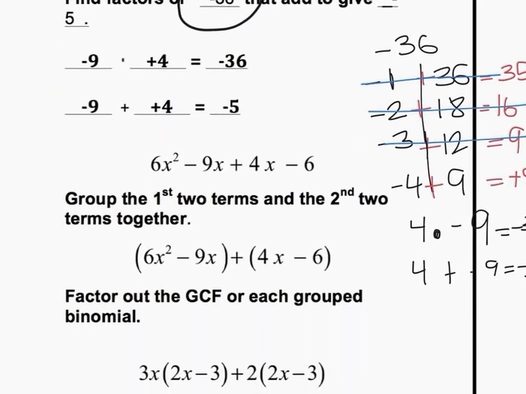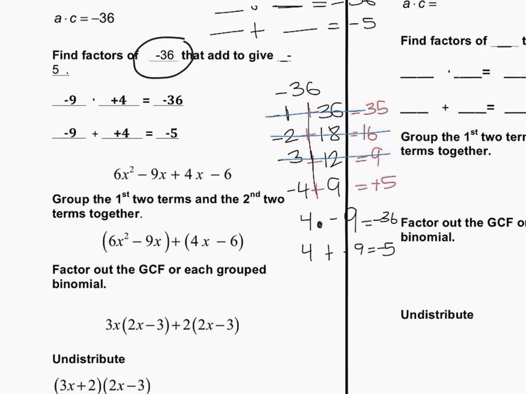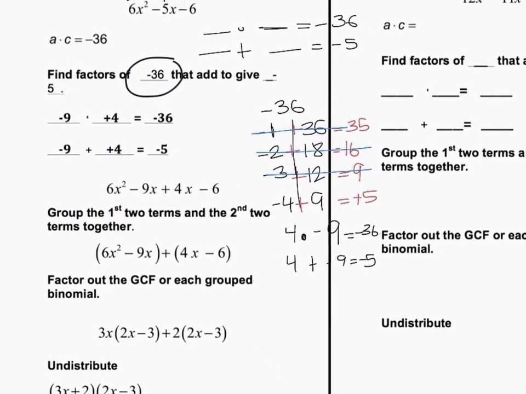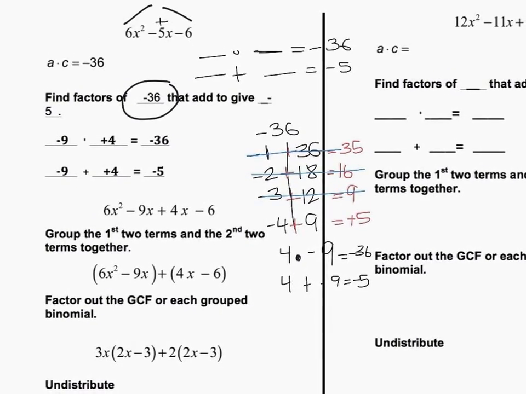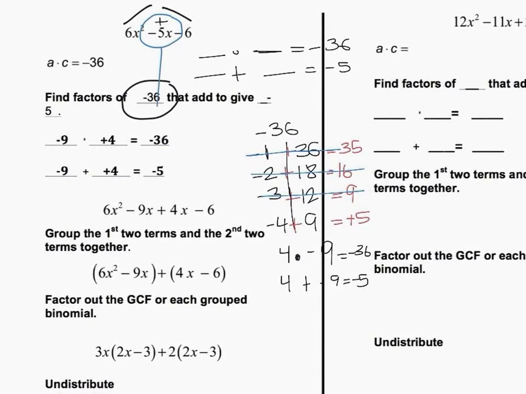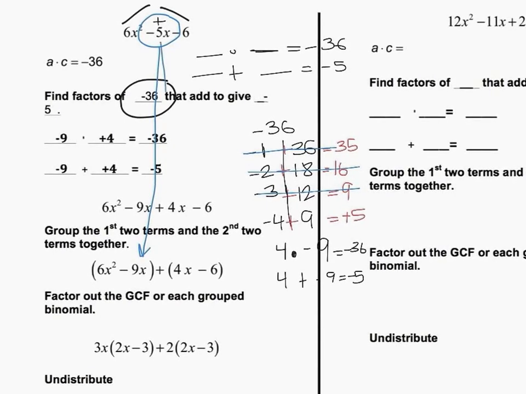After I find the two numbers, I split the middle term, which is in this case a negative 5x. I split this term into two terms. One of them is the negative 9x, and the second one is the 4x. Where did I get the negative 9 and the 4 from? These are the two numbers that multiplied to give me negative 36 and added to give me negative 5.